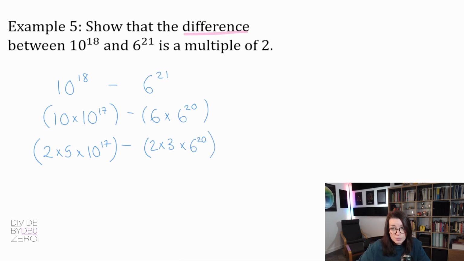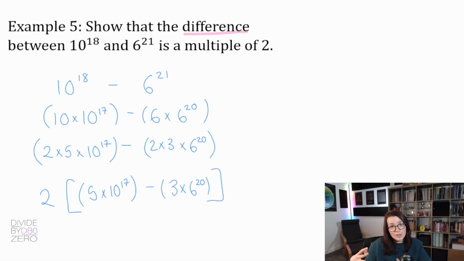This is good because now we can just pull out a 2 from everything to show that it's a multiple of 2. So pull a 2 out and then big brackets. We've still got 5 times 10 to the power of 17 there, and we've still got 3 times 6 to the power of 20. That bit inside the bracket looks a bit complicated, but it doesn't matter because we've actually solved the problem. We've shown that it's equal to a multiple of 2 because we've been able to pull that 2 outside the brackets.